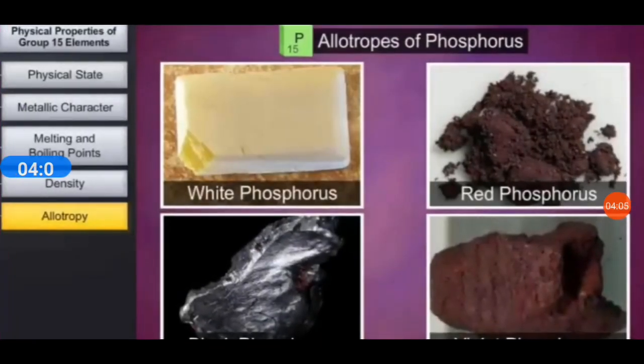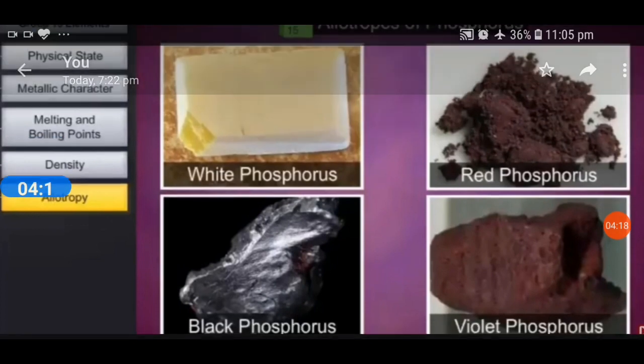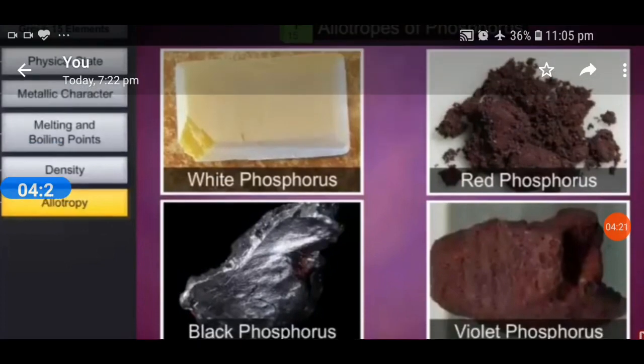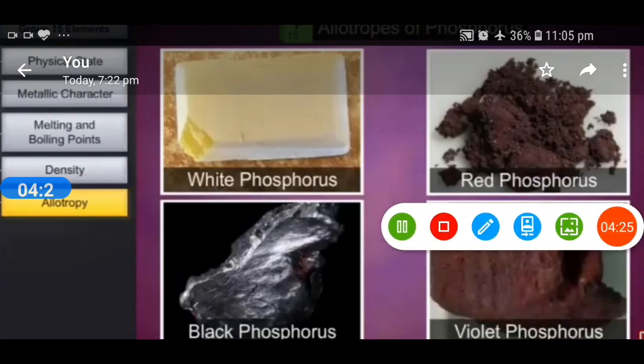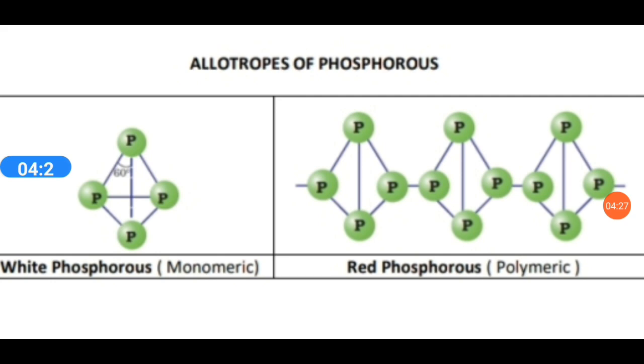Then allotropy, that is the existence of an element in different forms. Nitrogen does not show this property, whereas the two main allotropes of phosphorus are white and red phosphorus, and other forms are black and violet phosphorus. Of the true allotropic forms of phosphorus, white phosphorus is monomeric and exists as discrete P4 tetrahedral units, whereas red phosphorus is polymeric.